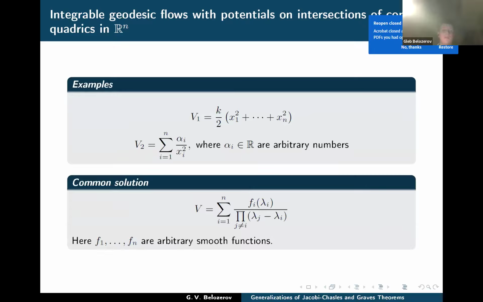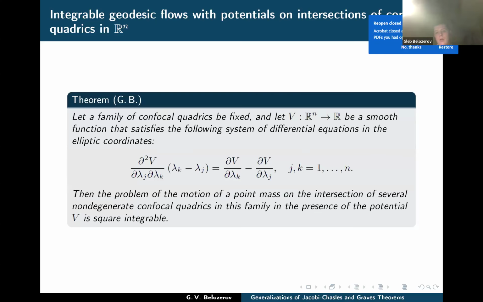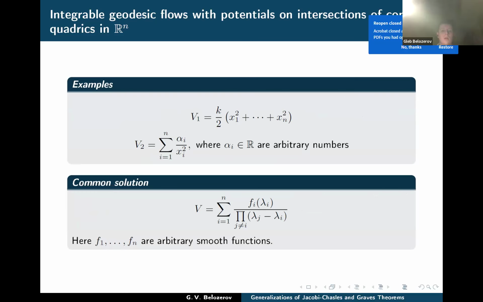Here you can see some examples of such potentials. The first of them is the Hooke potential. The second was introduced by Valery Vasilievich Kozlov. And moreover, this equation has a common solution, which can be written by the following formula. Here, f1, ..., fn are arbitrary smooth functions.